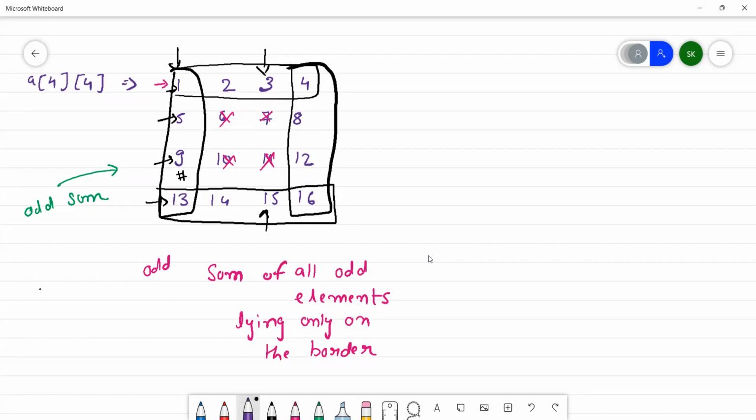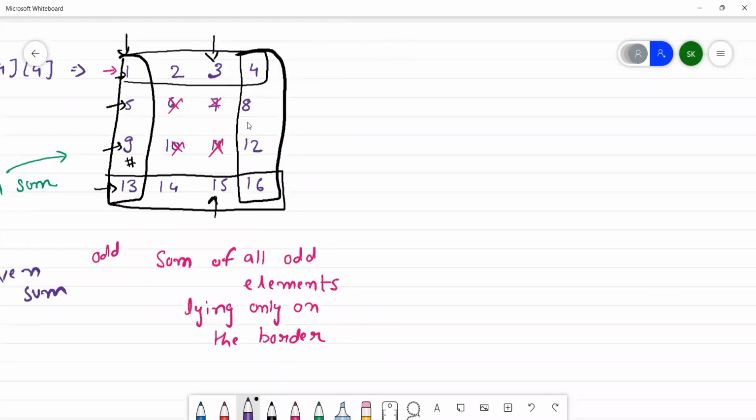Similar to this odd sum, there can be even sum as well. In that, just one condition changes, that the numbers are even, then you need to add them. How many of you are confident that you can solve this particular question? And how many of you want me to write the code for this?